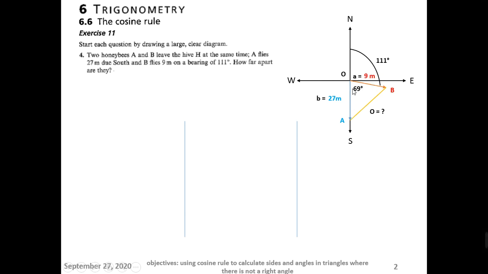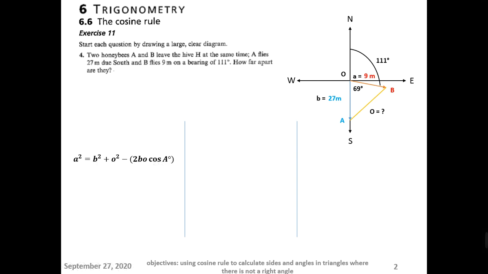As you can see here, this side is known and this side is known, and the angle in between is known as well. So immediately I must think of the cosine rule to find the length of O. But let's practice. We have sides A, B, and O. If we start with side A, then A squared is equal to, what are the other two sides? B and O. B squared plus O squared minus, inside brackets, 2 times side B times side O times cosine of the angle between side B and O.